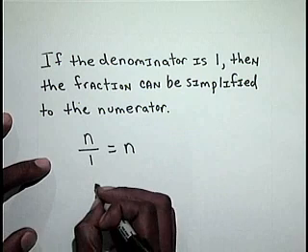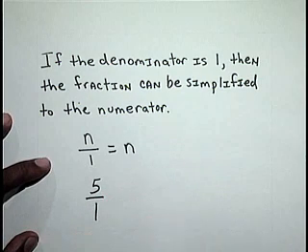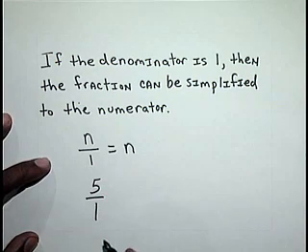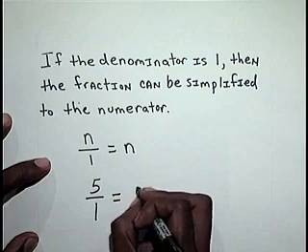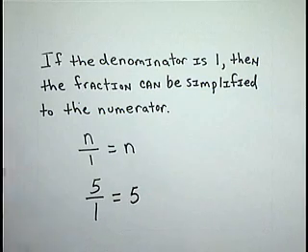In particular, let's look at a fraction such as 5 over 1. In this case, since the denominator is equal to 1, this fraction can be simplified to just equal 5. Let's look at another rule involving simplifying fractions.